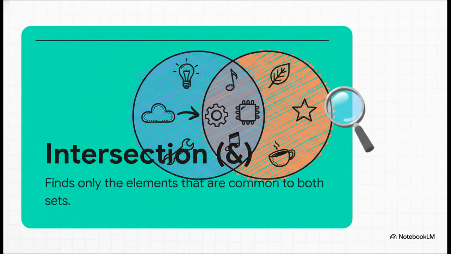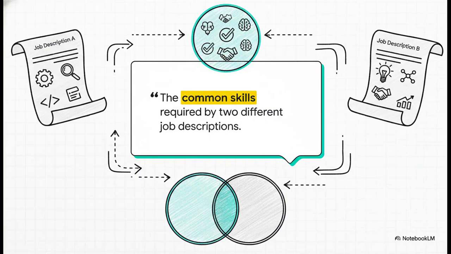Next up, we have the intersection. This is kind of the opposite of a union. It looks at 2 sets and finds only the items that show up in both of them. And if we stick with our job analogy, an intersection is like finding the skills that are required by both job descriptions. It's perfect for finding that common ground between 2 different data sets.